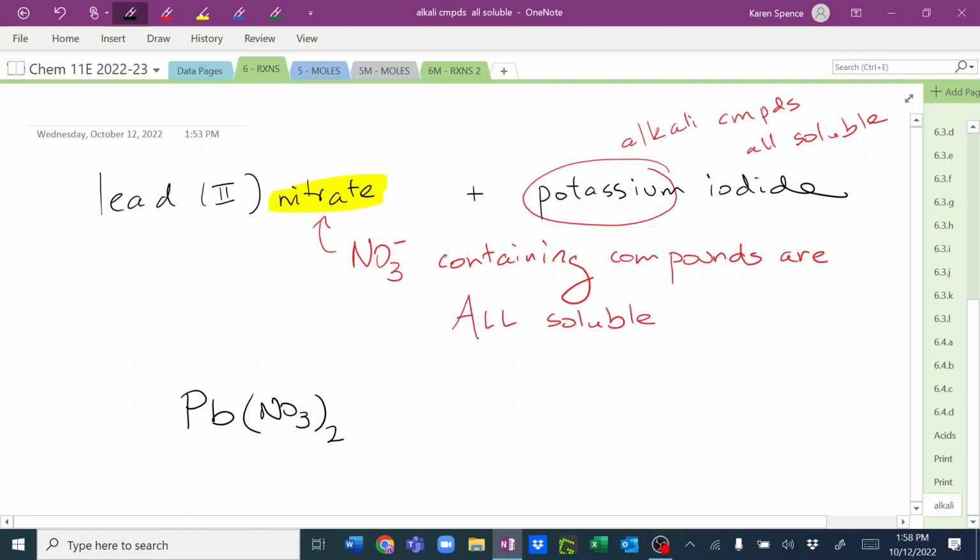Did we get that for lead nitrate? Yes? Okay, good. Did we get KI for potassium iodide? Yes. What state did we put on each of those? Aqueous, excellent.